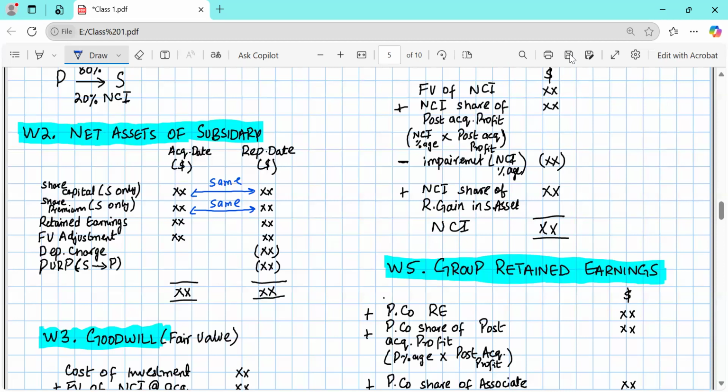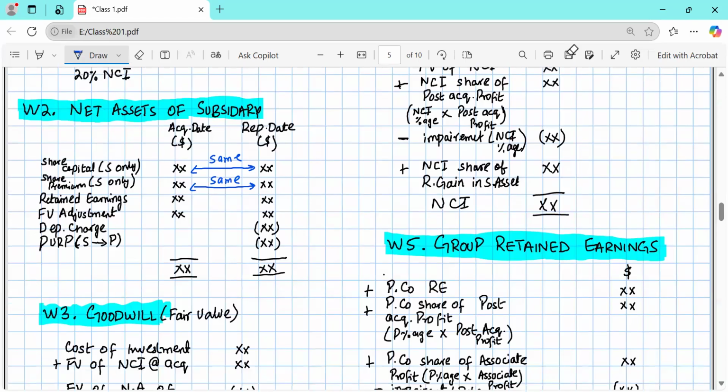Got this point? Then you will write down the retained earnings at acquisition and retained earnings at reporting date. Then the fair value adjustment. What is that? We are going to talk about that in a few minutes. Then depreciation charge, and then the rest. Okay. So this is basically what you will have to post in working two.